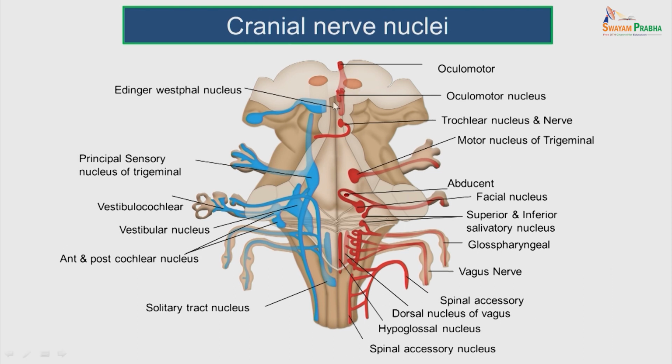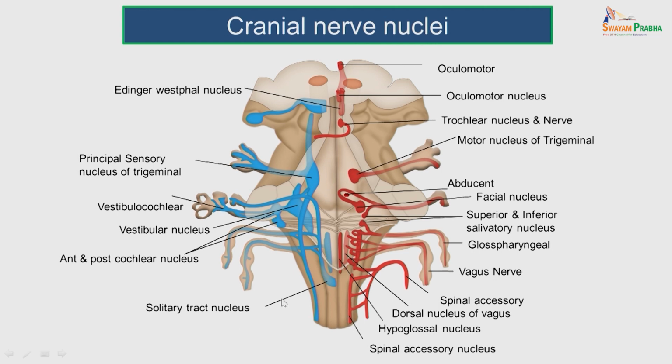The oculomotor is present in the midbrain and trochlear again in the midbrain, trigeminal is in the pons, abducent, facial, again in the pons. Then the vestibulocochlear, it is again in the pons and a little bit in the medulla. Then you have the glossopharyngeal, again in the medulla; vagus, spinal accessory and the hypoglossal, they are all present in the medulla. Spinal accessory is also from the spinal cord.